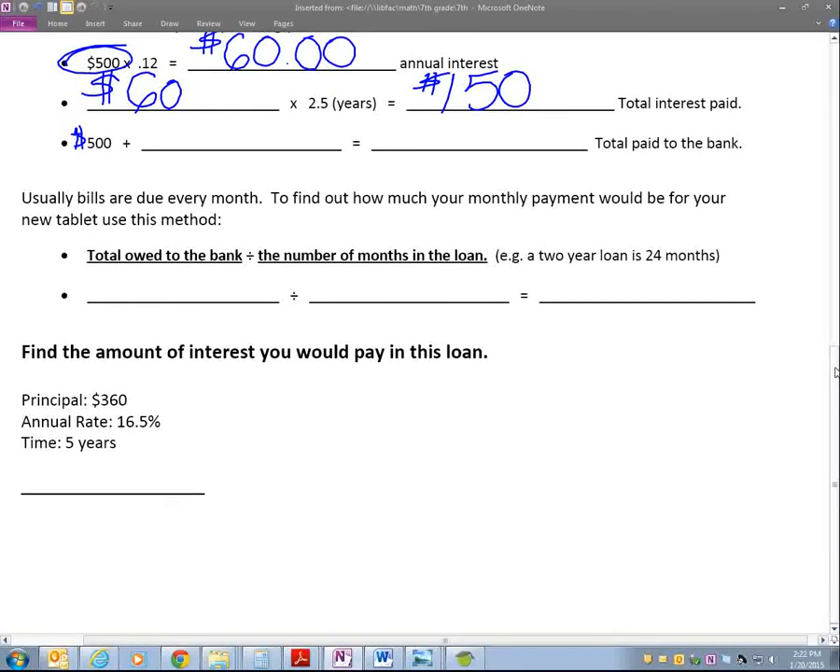Now, we just found out the total interest paid. So now we have to add that to the principal to find out how much this tablet and accessories are really going to cost you at the end of paying for it. So we have $500 plus $150. That $500 tablet is going to end up costing you $650. That is how credit card companies and banks make money off of you. Exactly. Smarter and safer to save up money if you can.